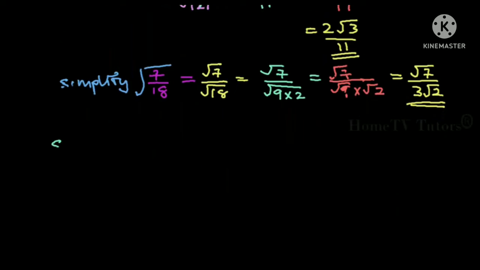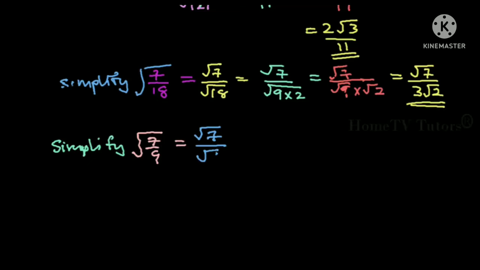So now again we simplify another fraction, square root 7 over 9, which gives us, as the rule states, square root 7 over square root 9. So we simplify further. Square root 7 over the square root of 9 is 3, and this cannot be simplified further. All right.